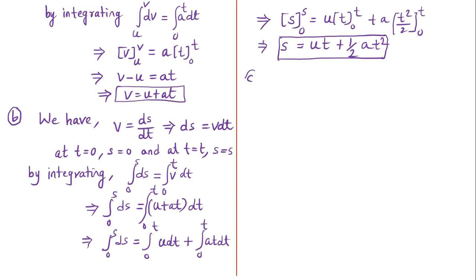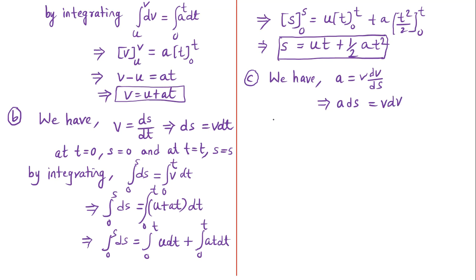This is the second equation, whenever the body is moving with constant acceleration. Then comes the third equation. What is the third equation? We know acceleration equal to v dv by ds. In this equation, if I cross multiply, a ds equal to v dv.